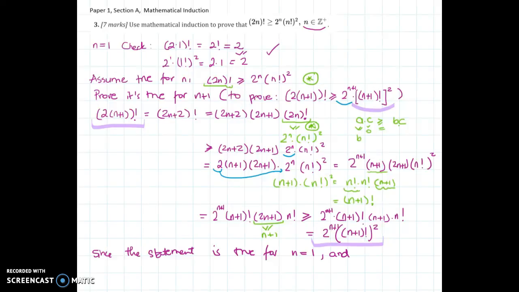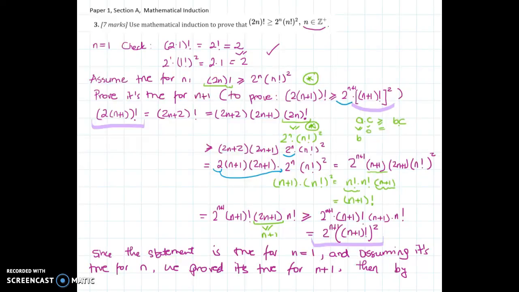And then what did we do? Well, we assumed that it's true for n. And assuming it's true for n, we proved it's true for n plus 1. Then we did the 2 steps of a mathematical induction. We proved the base case, and we proved that one step implies the following. Then we can conclude by mathematical induction.